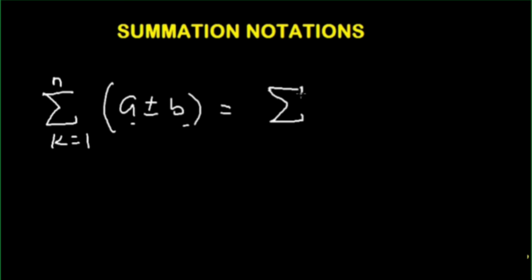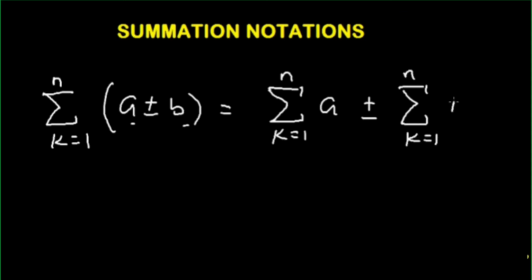Whenever you have a composite function, that is, a sign in between them, you can split it like this. You write A alone, plus or minus any sign that you were given, then you have the sum from n equals 1 of B, and you solve for your answer. Then that will be all.